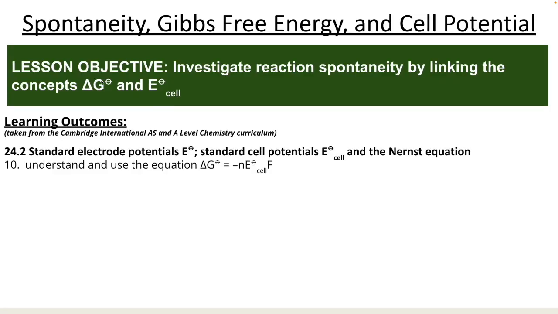G'day, how you going? Let's conclude our electrochem unit here with today's lesson called Spontaneity, Gibbs-free energy and cell potential, where we're going to investigate reaction spontaneity by linking the concepts of Gibbs-free energy and cell potential.